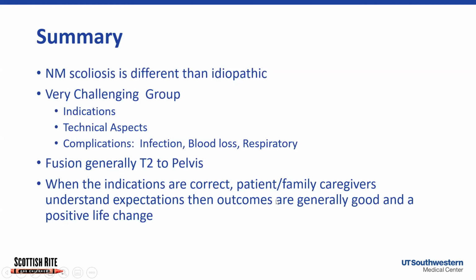So in summary, neuromuscular scoliosis is different than idiopathic, a very challenging group. Indications are challenging, technical aspects can be challenging, and the complication rates can also be challenging. So try to avoid complications. Generally, fuse T2 to the pelvis. And overall, I think it's a positive effect for patients when the indications are correct, when the patient and the family caregivers understand the expectations. Outcomes are generally good and a positive change for the patient. Thank you.